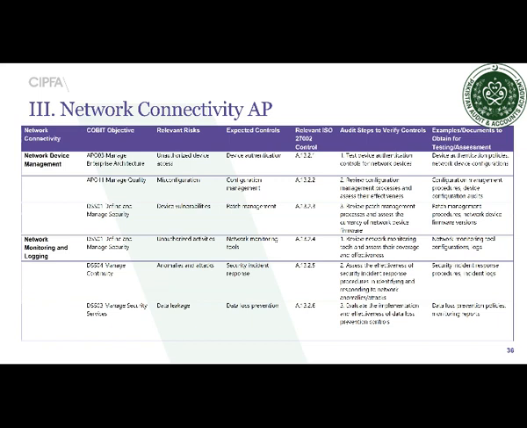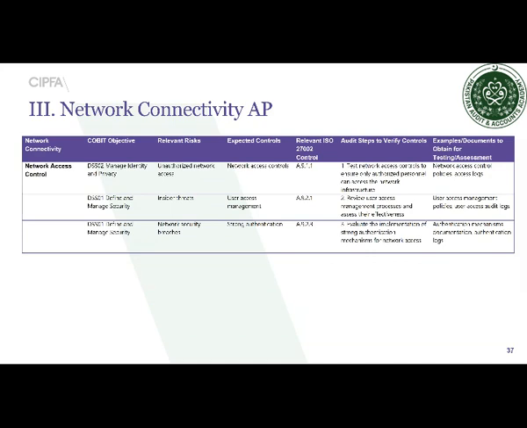Data loss prevention, we talked about data loss prevention policies and monitoring reports. Network access control, unauthorized network access. That is the last thing we were talking about. Who has access? Check who has access to the controls: authorized personnel, network infrastructure, network engineers, network operators.